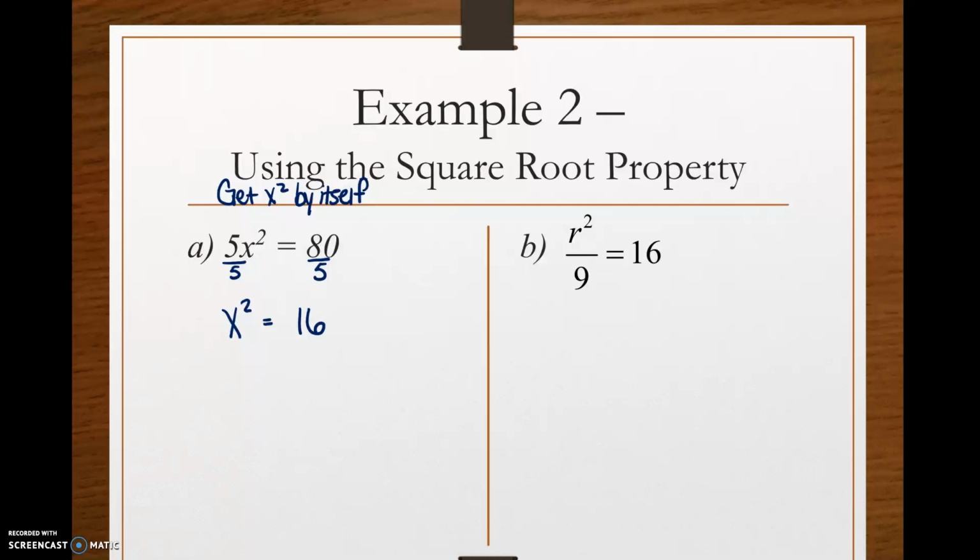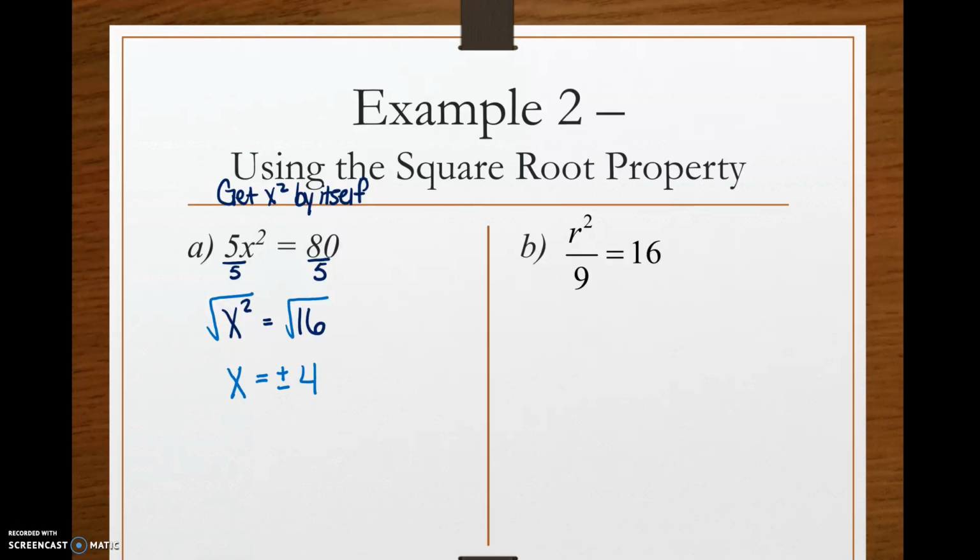To undo a square, you use a square root. So we are going to square root both sides. The square root of x squared is x. We did that a lot in the last chapter. Now, what is the square root of 16? 4. But when we put a square root into a problem, we have to consider that there is both a positive and a negative root. We need to put a plus minus in front of it.